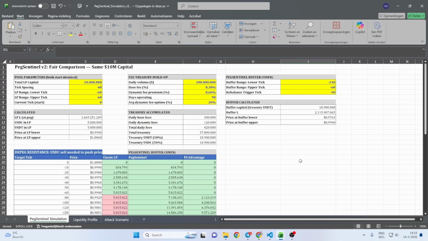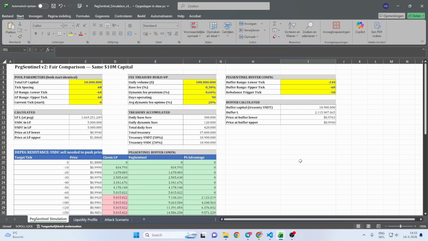The system is still experimental, and we are actively testing different setups and simulations. Our main focus is comparing a classic LP with the PegSentinel vault model. In a standard LP, fees are earned but remain idle. Once liquidity runs out during a depeg, the system offers no further protection. PegSentinel changes this by using a vault.